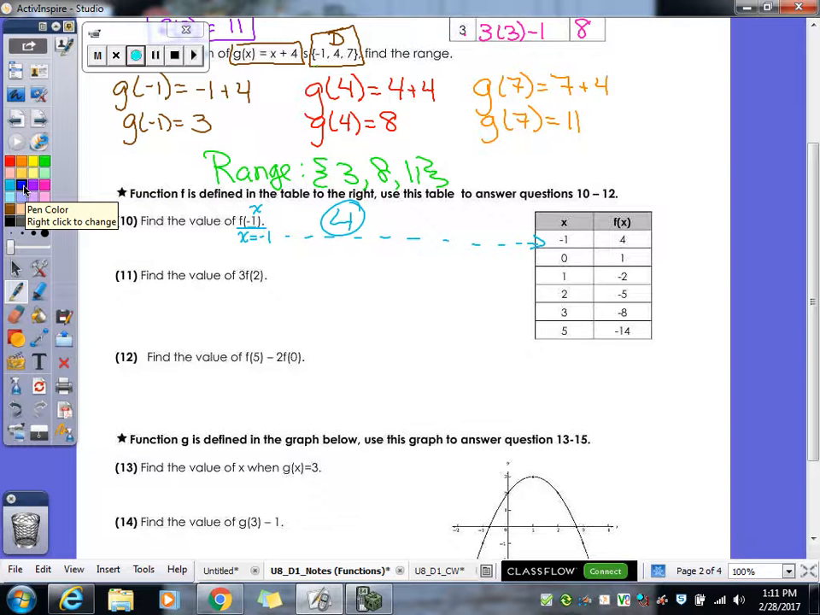So for number 11, it says find the value of 3 times f of 2. So I got to do 3 times whatever f of 2 equals. Again, that 2 is in the x spot, so we got to go to where x equals 2. X equals 2 gives us a what? -5. So that means it's 3 times -5. What do we get when we do 3 times -5? -15.